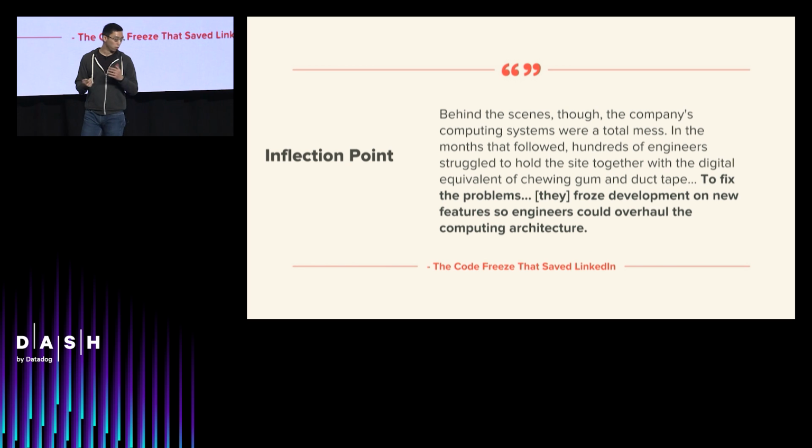At some point, though, you hit an infrastructure inflection point, and that equation starts to flip. LinkedIn hit this inflection point in the year following their IPO. This quote is from an article that we found during our research. It's called The Code Freeze That Saved LinkedIn. While we have no particular insight into LinkedIn, this is likely a fairly familiar story. After years of optimizing for feature development, LinkedIn's codebase had incurred enough technical debt that an overhaul of the architecture was necessary.